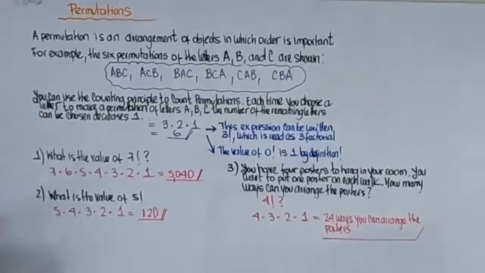This is so easy as long as you can see the concept of the factorial, right? Because it's the principle of counting. What is the difference between permutation and combination? Well, we're going to study combination a few lessons later, but the difference is that in permutation, the order matters.